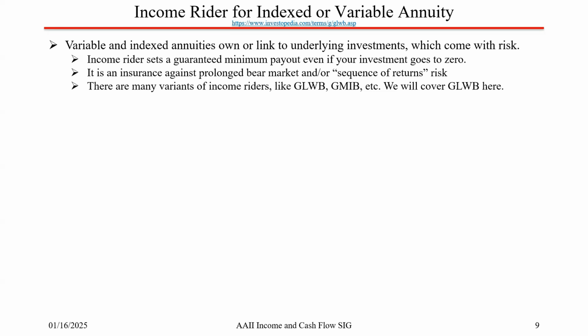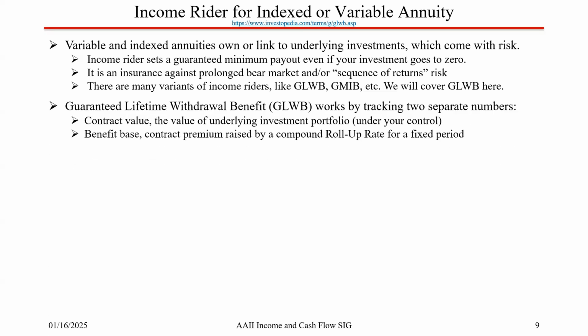I give two acronyms here, but we will only cover the GLWB, which is guaranteed lifetime withdrawal benefit. And it works by tracking two separate numbers. The first number is your contract value, that's the value of your underlying investment portfolio. You have full control. You control the investment. And then there is a thing called benefit base. It takes your contract premium and raises it by a compound roll-up rate for a fixed period.